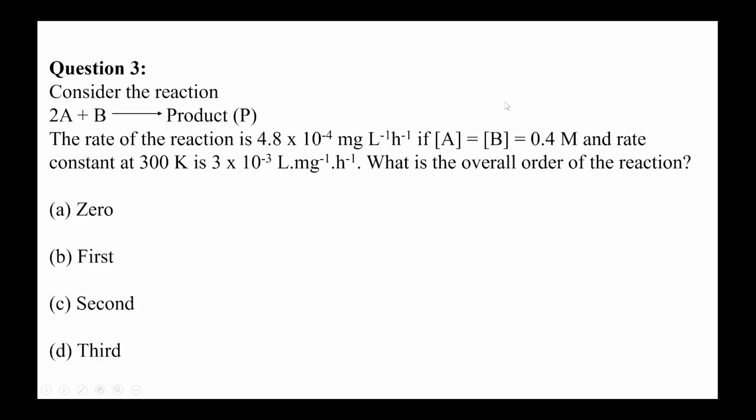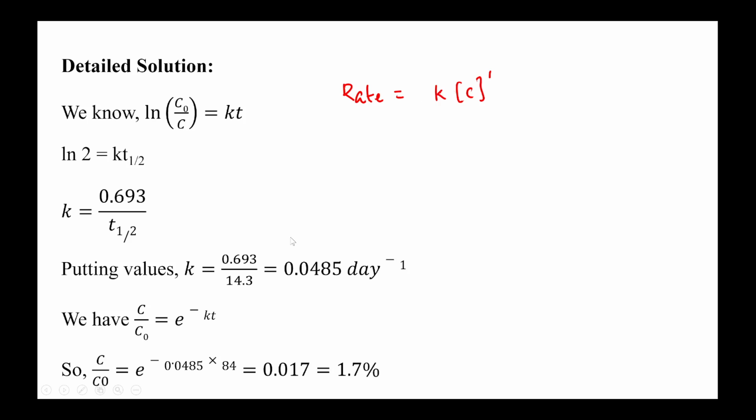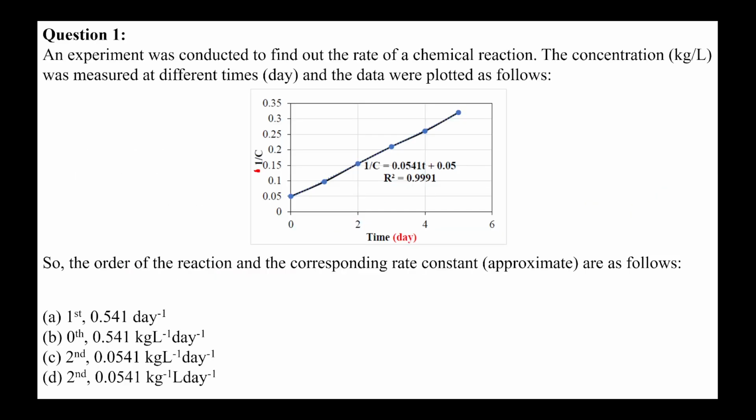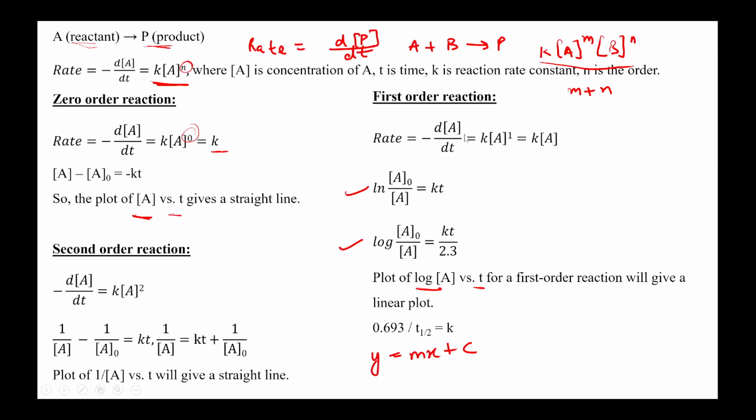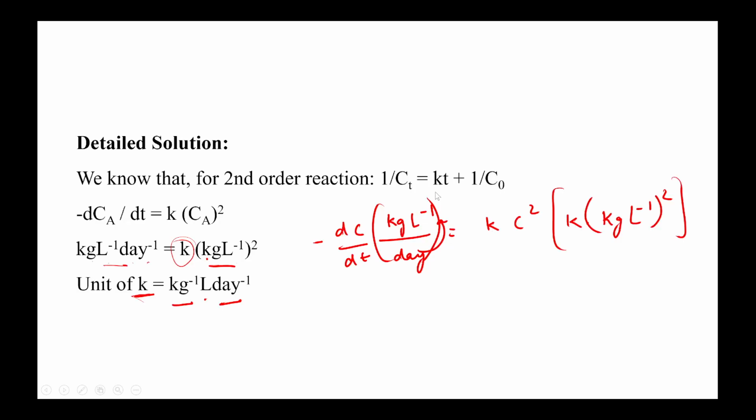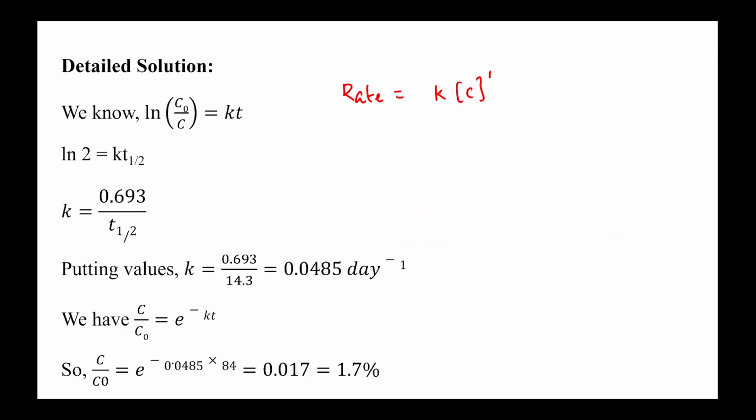I'll just open the slide. So from this slide, you can see the rate is equal to minus dC by dt, and it is also equal to K into C or K into A. So if you integrate on both sides and take log of it, you will get log of initial concentration divided by final concentration is equal to Kt, right? So that is what we are using here. It's a first order kinetics, so we'll use this equation.